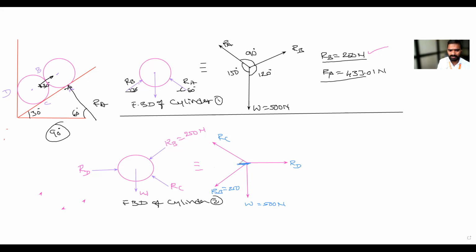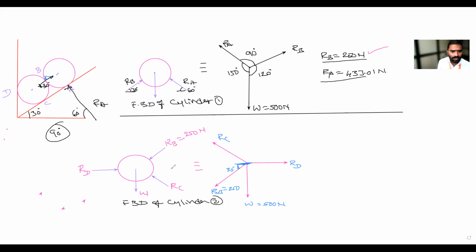So with respect to horizontal, how much angle is RB making? Here you have seen RB is making an angle of 30 degrees with respect to horizontal, correct? When you are considering it like this, with respect to this angle, how much is it? That is also 30 degrees. So this is making an angle of 30 degrees with respect to horizontal.